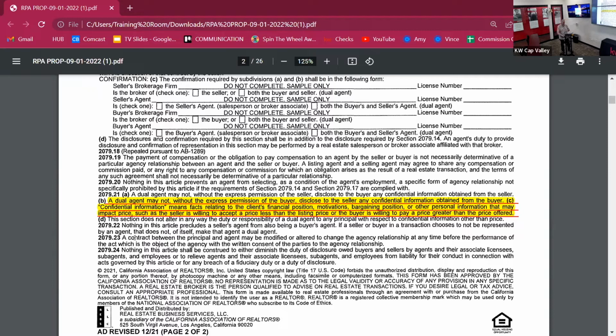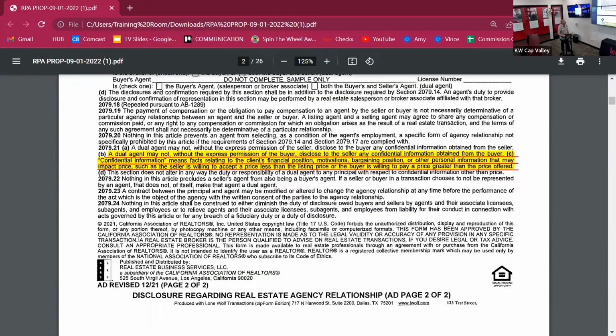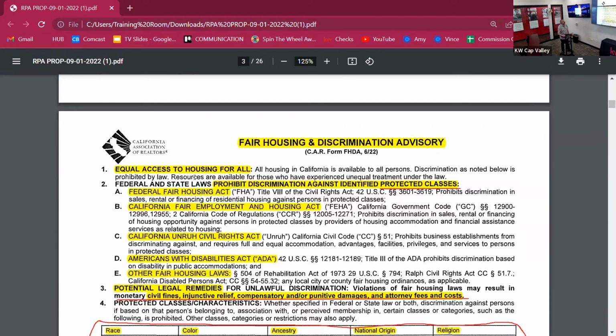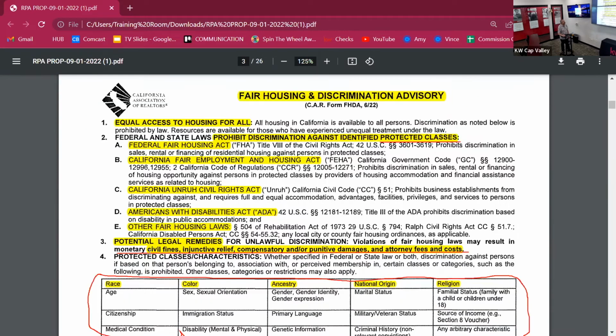Because there's a lot of suits and it makes the risk higher. All right, next page, Fair Housing and Discrimination Advisor.